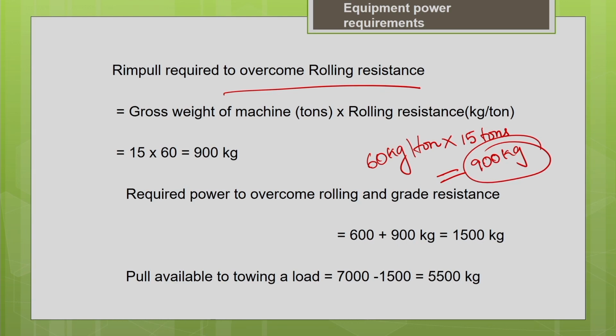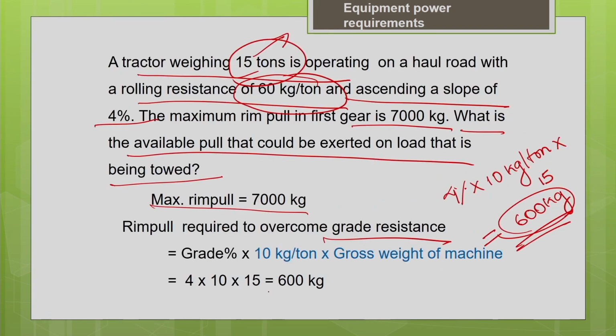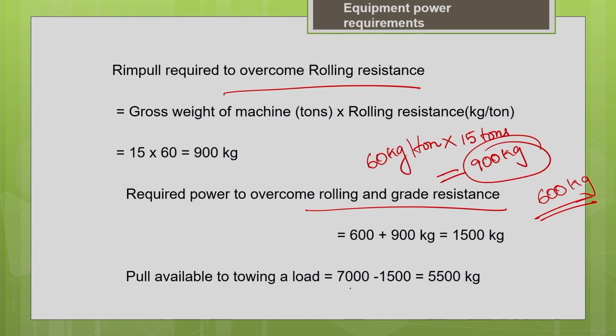Now the total power required to overcome all the resistances: 600 kg is your grade resistance, the power needed to overcome the grade resistance, plus 900 kg, which is the rolling resistance. You add both, and you will get the total power needed to overcome the total resistance, 1500 kg. Now you know that the maximum rim pull available for this machine, as given by the manufacturer, is 7000 kg.